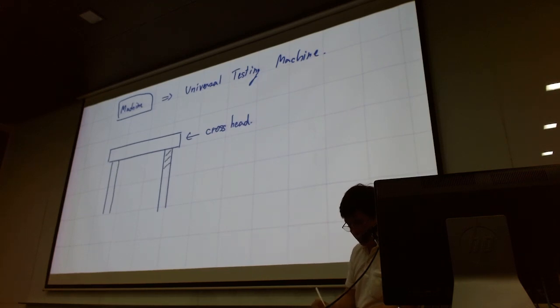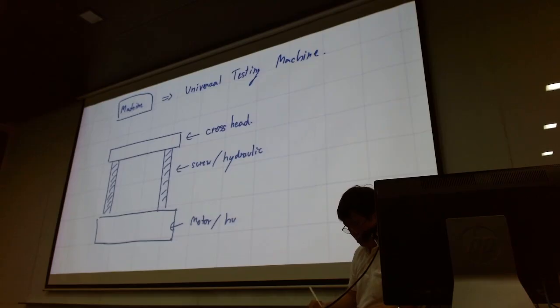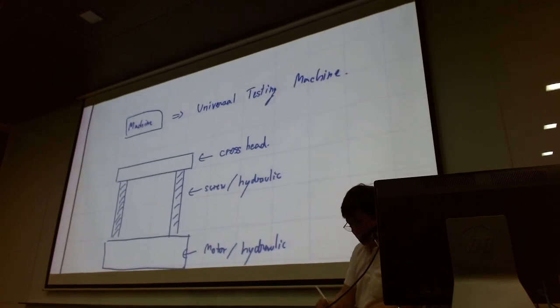Usually the pole itself, it's either a screw or hydraulics. And then it will have the driven machines. So it would have either a motor or hydraulic. And then of course, with this, the crosshead itself would be able to move up and down with the speeds we call the crosshead speed.